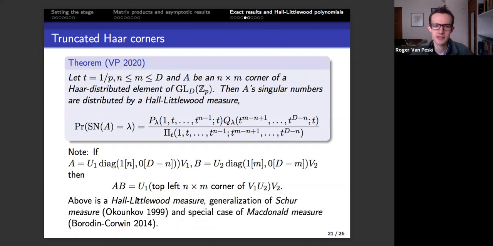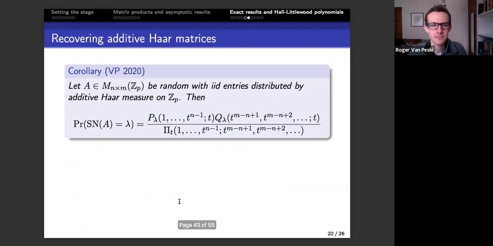It's okay, I said this already, but this measure is a Hall-Littlewood measure, and these Hall-Littlewood measures generalize the Schur measures, and they're a special case of Macdonald measures, and they show up in lots of places. And so this was a result about corners of Haar distributed matrices.